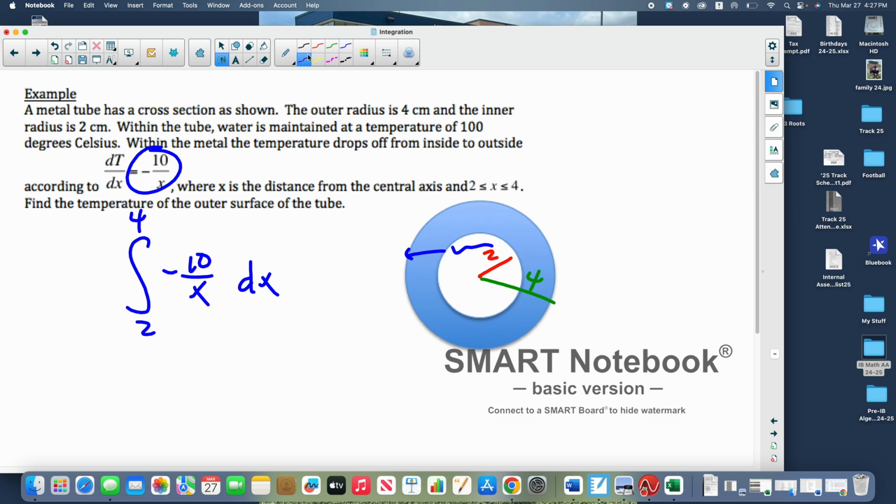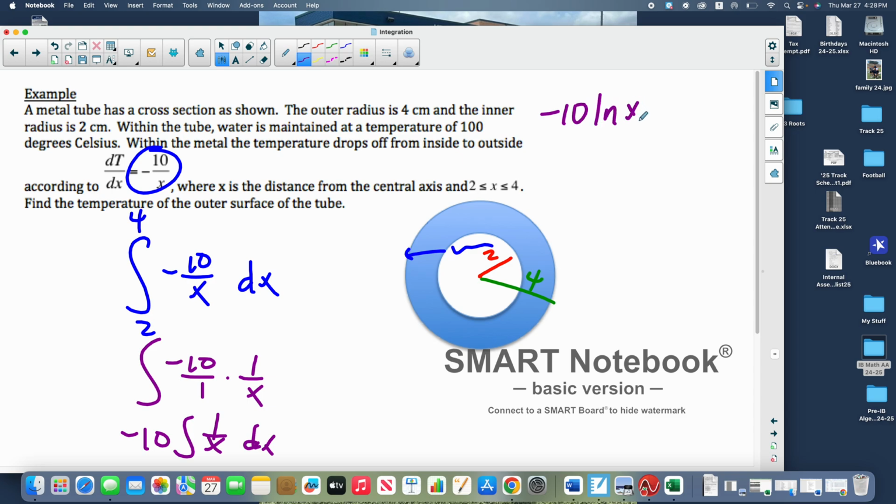If I were to do this by hand, I would probably split this like we've been doing in class. Take that -10 out front, and then I'm taking the antiderivative of 1 over x, which is natural log. So my antiderivative is -10 natural log of x plus c. I'm going to plug the 4 in, so -10 natural log of 4, not worried about the c, minus -10 natural log of 2. The two negatives make a positive, and I don't really know what that value is, so I'm going to go to my calculator to assist me on that.